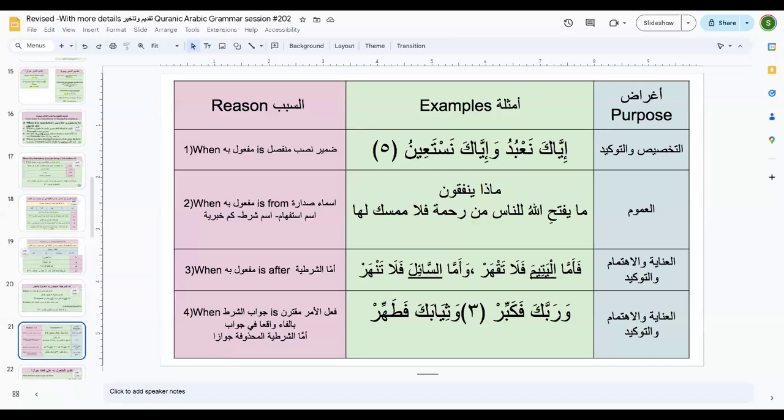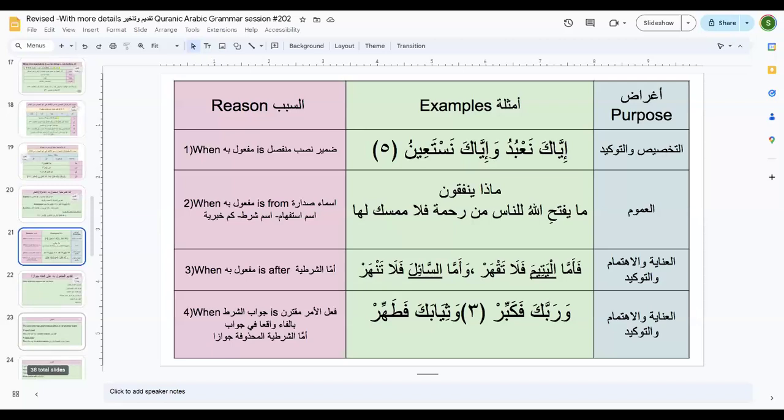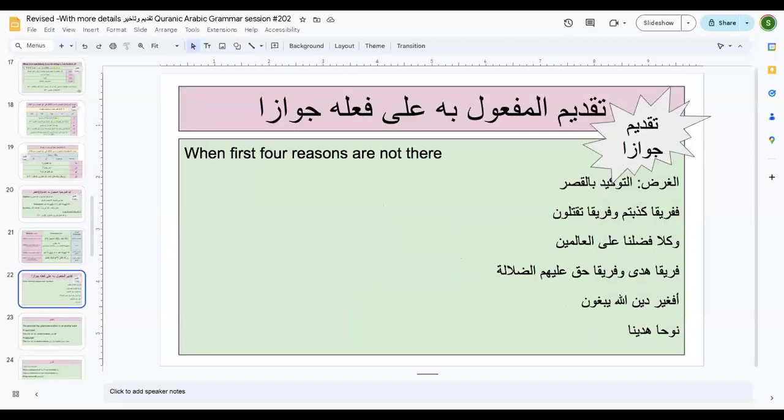The last thing that I want you to know is, if you see anything other than those four cases, for example, do you see in the Quran فَفَرِيقًا كَذَّبْتُمْ وَفَرِيقًا تَقْتُلُونَ? Do you see this in Surah Al-Baqarah? Right? Now there is a maful bihi that has been mentioned before.